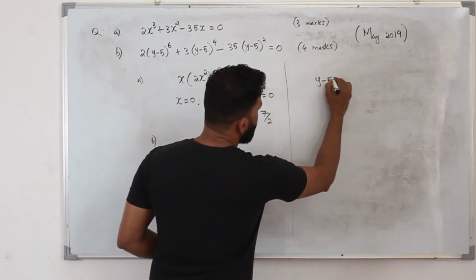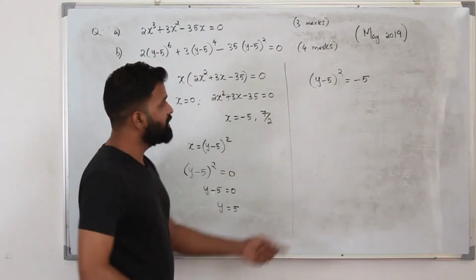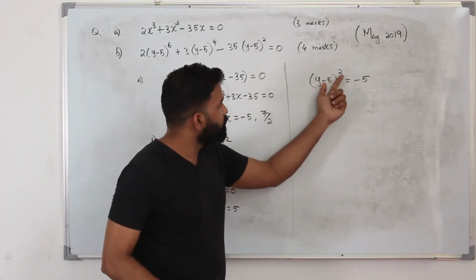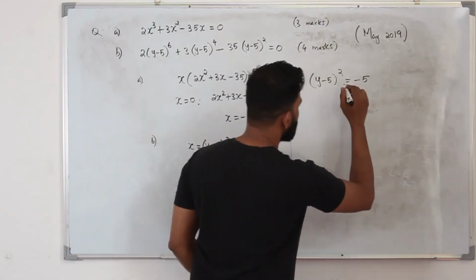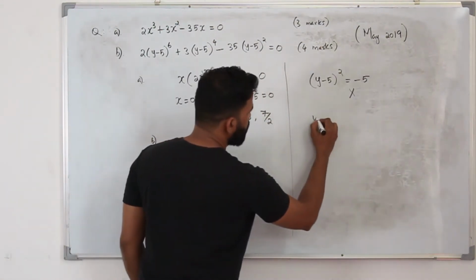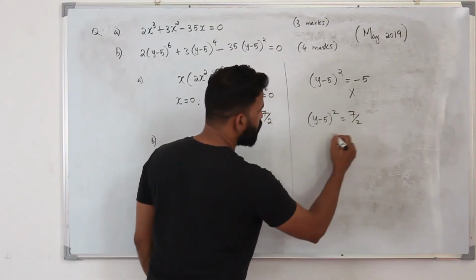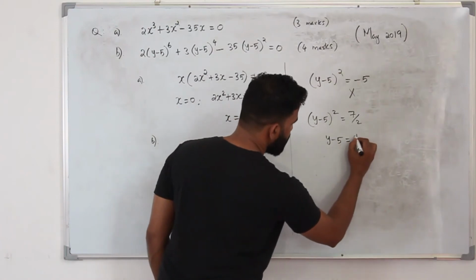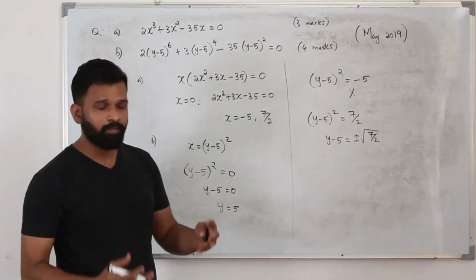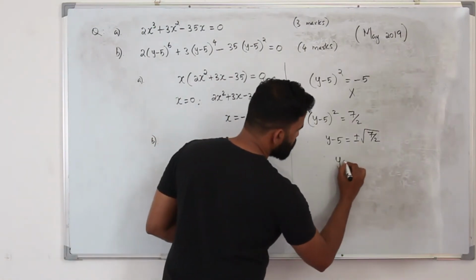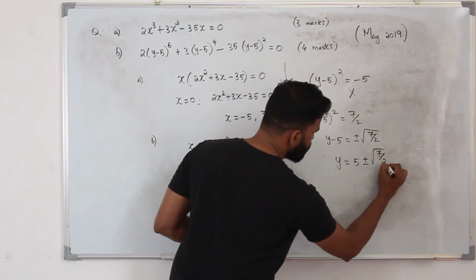And take the second one. Y minus 5 whole square equals minus 5, negative 5, which is not possible. A square of something won't give you a negative number. So this has no solution. Take the last one. Y minus 5 whole square is 7 upon 2. Square root both sides. Y minus 5 is plus or minus square root of 7 upon 2. You need to put plus or minus. It has 2 solutions. So your y will be 5 plus or minus square root of 7 upon 2.